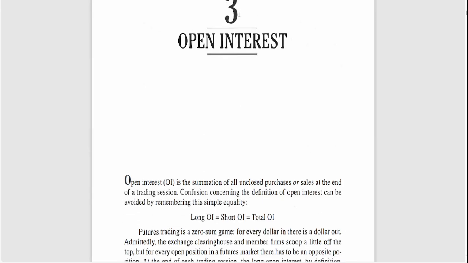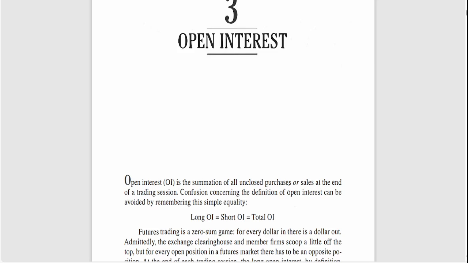Open interest, a very important topic. Open interest is the summation of all unclosed purchases or sales at the end of a trading session. Open interest is basically the contracts open currently in the market. Simple as that. It is the summation of all trades open in the market. That's it, you can say that.